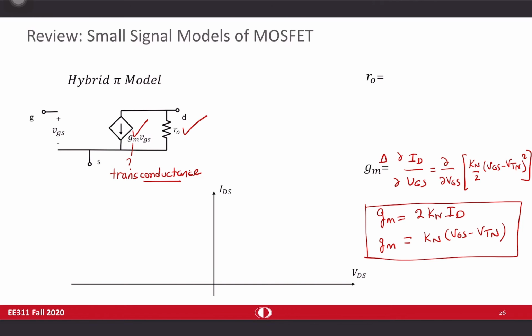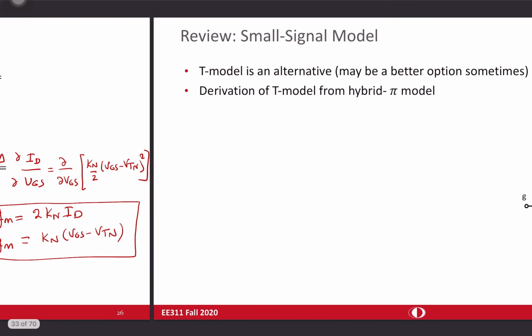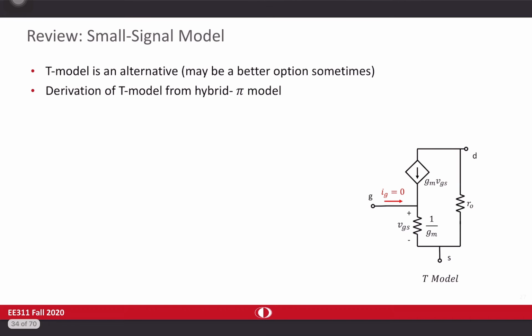Let's continue again. We learn hybrid pi, but there is another model called T model, which in some applications can be quite useful. It is given by this schematic, but I'm going to show you the derivation of T model from the hybrid pi model. So let's draw hybrid pi model first.